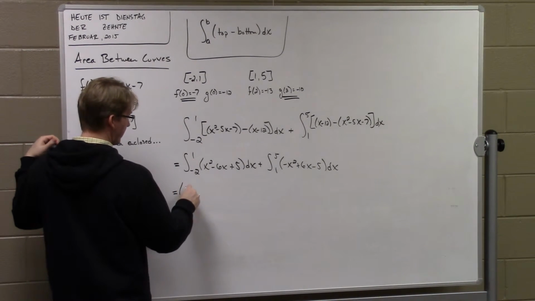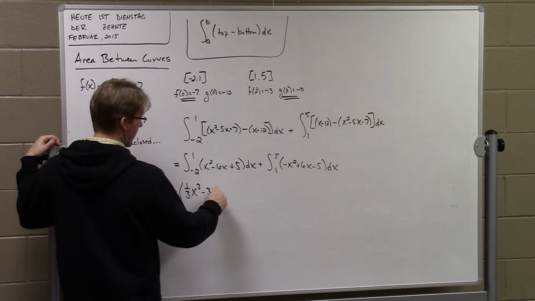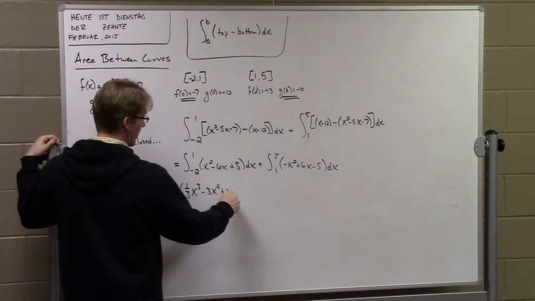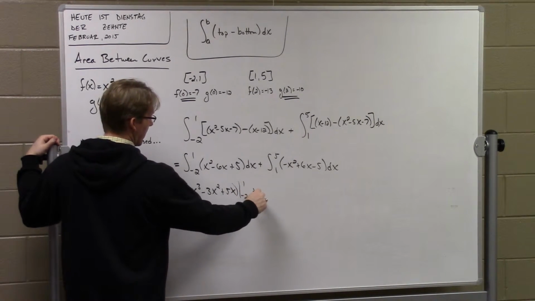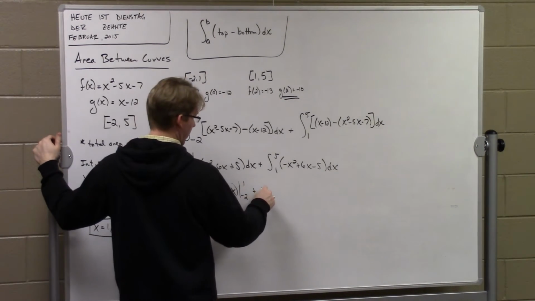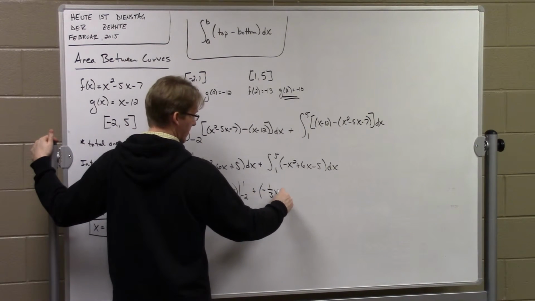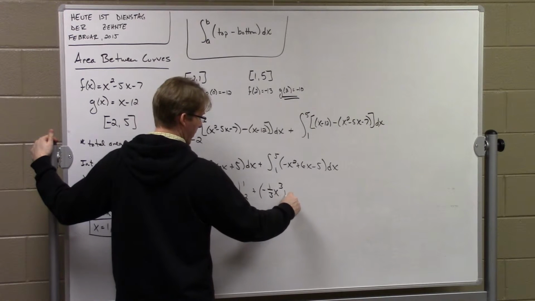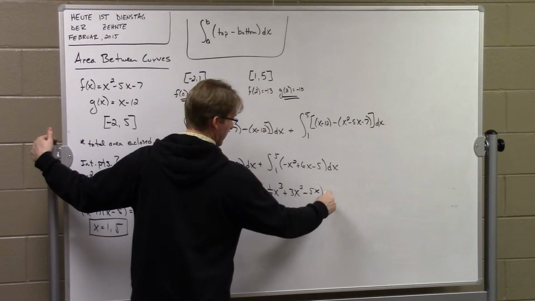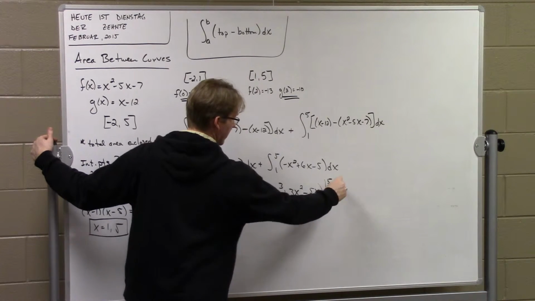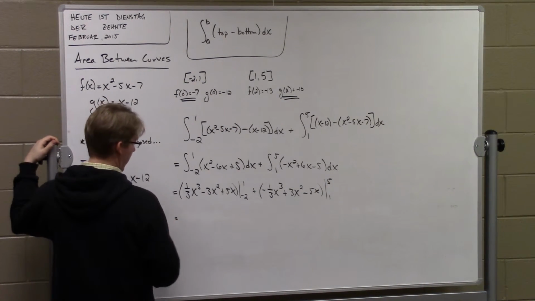So number 1: 1/3 x cubed minus 3x squared plus 5x from -2 to 1. And then the second one is going to be the exact opposite of this, so -1/3 x cubed plus 3x squared minus 5x. And evaluate that one from 1 to 5. All right, here we go.